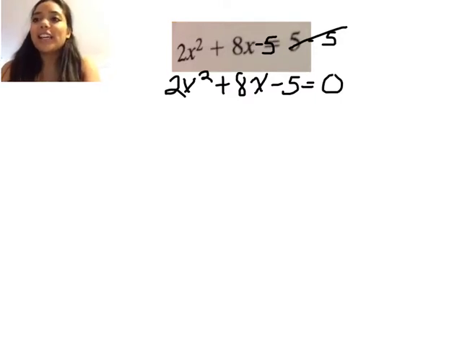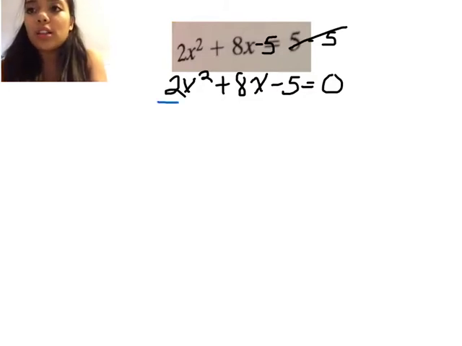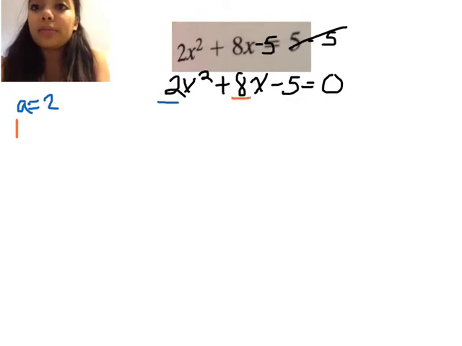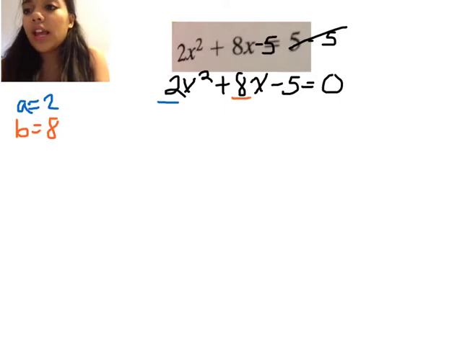So now I have to write out what a, b, and c equal. Yes, you have to do that. So right here I'm going to write a equals 2, b equals 8, and c equals negative 5.